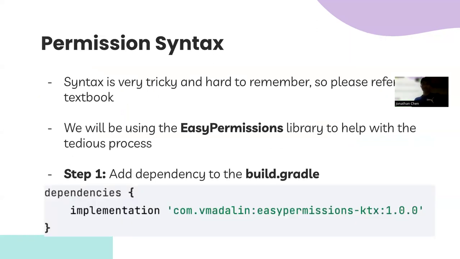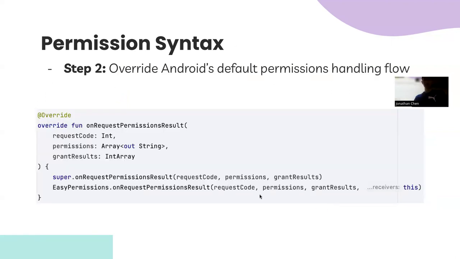How that occurs is we're going to use a library to help us with that, because it's pretty annoying just doing it on the Android base. We're going to use a library called Easy Permissions, and this can all be found in the textbook. I'm going to go through it quickly. Basically, you're going to override a function that Android usually uses, and you're going to use Easy Permissions code instead.